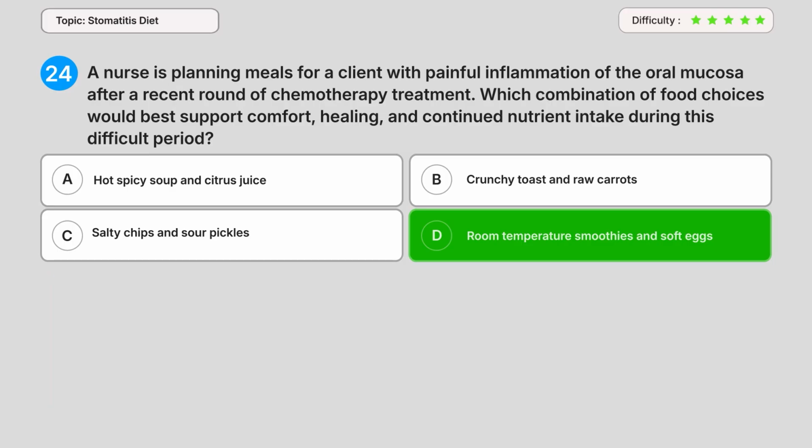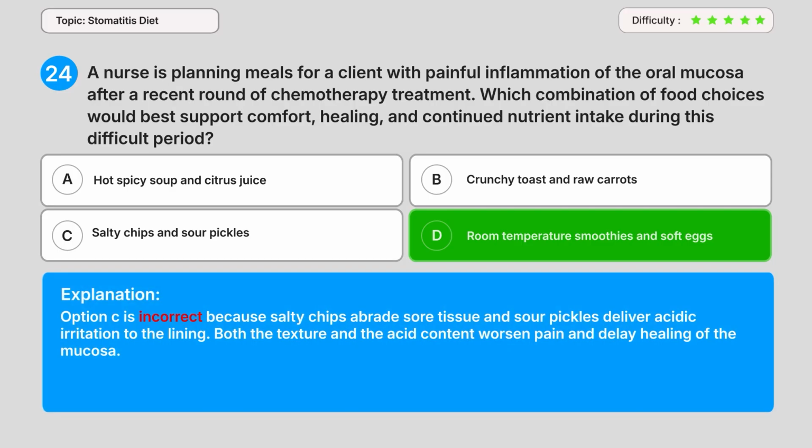Option C is incorrect because salty chips abrade sore tissue and sour pickles deliver acidic irritation to the lining. Both the texture and the acid content worsen pain and delay healing of the mucosa.